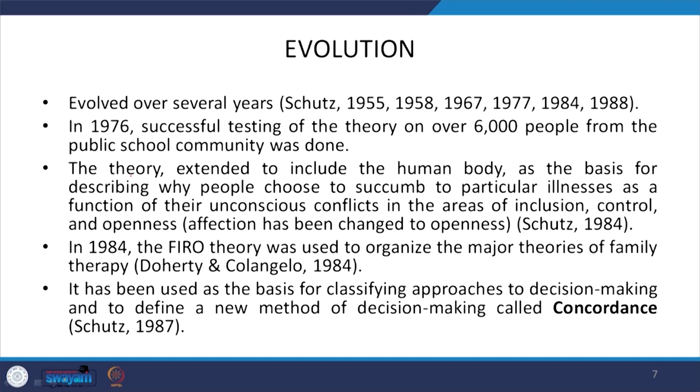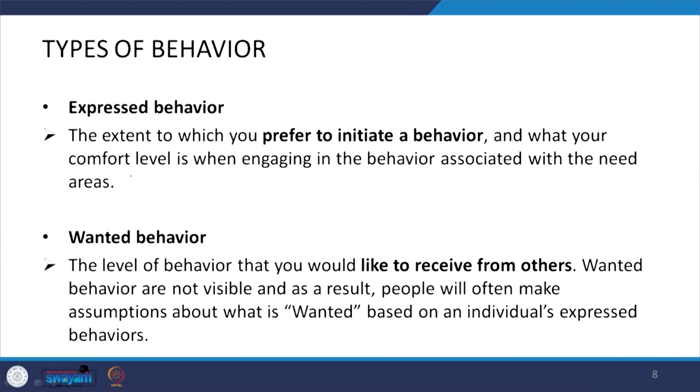In 1984, the FIRO theory was used to organize the major theories of family therapy, by Doherty and Colangelo in 1984. It was then used as the basis for classifying approaches to decision making and to define a new method of decision making, called concordance, by Schutz in 1987. So, this way the concept has evolved.